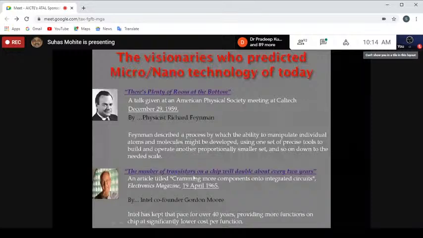Another visionary said that the number of transistors on a chip will double every 2 years, as most of the electronics people are very familiar with. In fact, the law and the process is on. This was said in 1965, and now it has been more than 50 years. Intel has kept the pace of over 50 years, providing more functions on a chip at significantly lower cost per function.